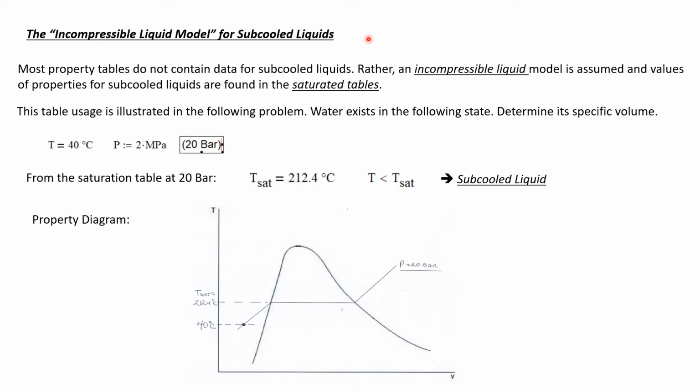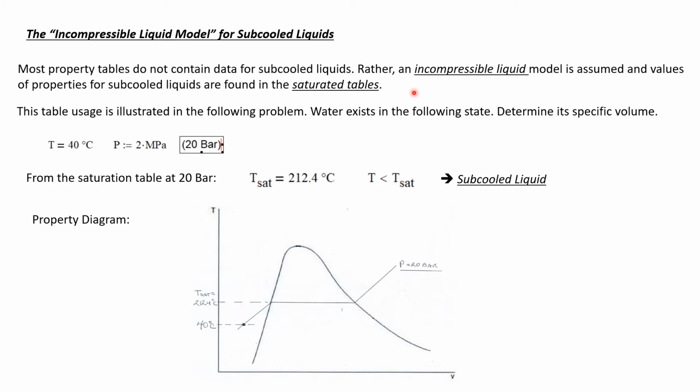Let's look at a different problem to solve this problem a different way. We're going to introduce the incompressible liquid model, and all that says is that for all intents and purposes, liquids are incompressible, or very nearly so. And so we're going to be able to find property values for subcooled liquids or compressed liquids, whichever you want to call them. We're going to get that value from the saturation table, and most materials do not even offer a compressed liquid table. They have saturation tables and superheat tables.